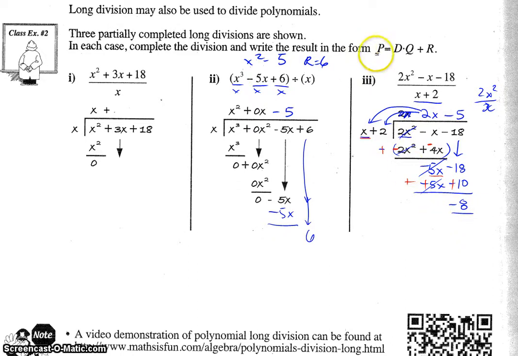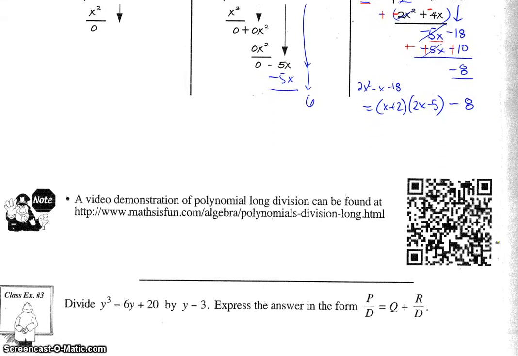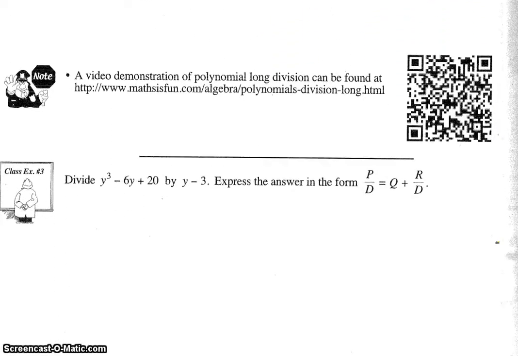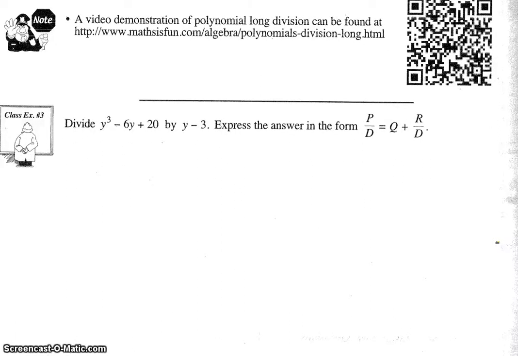We need to write our result in this form. So our polynomial, 2x squared minus x minus 18, equals our divisor times the quotient, 2x minus 5, plus, well, it's minus 8, so let's just write minus 8, but plus our remainder, which is a negative 8. All right, there you go. That is how you do it with binomial. We're going to practice more of those, so don't worry if you're not feeling it yet, because it does get better. The more you do, the better you get at it.